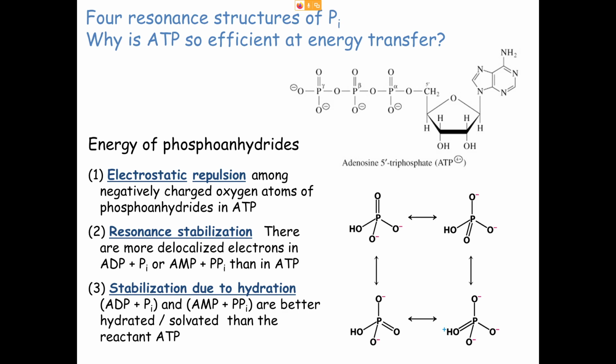Right? So the water molecules would love to interact with these things. The phosphate negative charge has moved away from the other negative charges, and it's resonance stabilized. All these add up to our negative 7.3 kilocalories per mole, or in the case of the pyrophosphate, negative 10.9 kilocalories per mole.